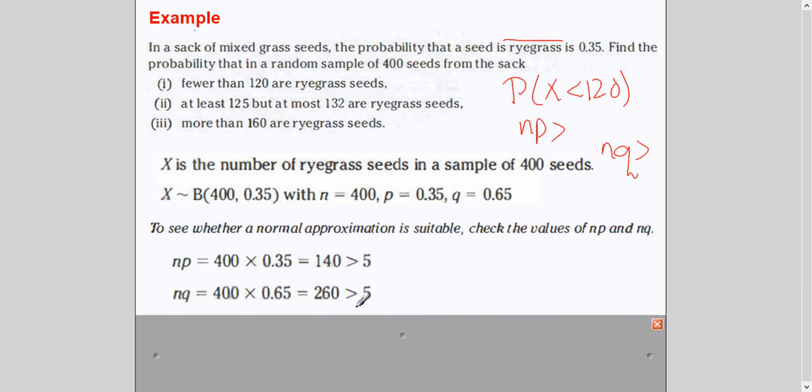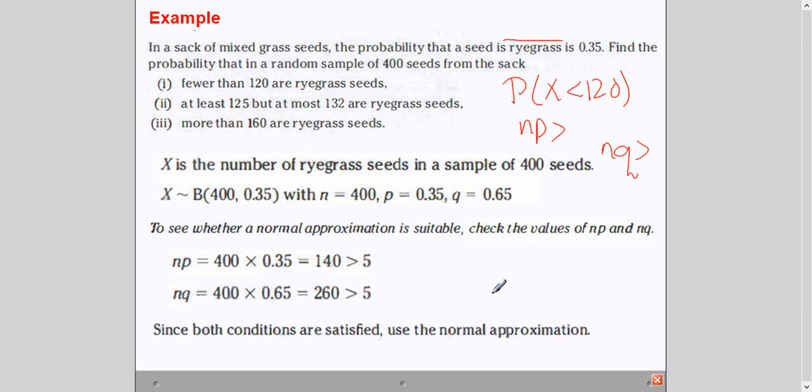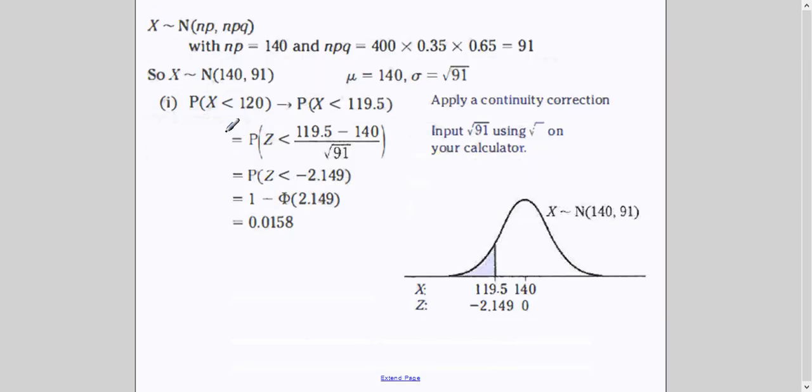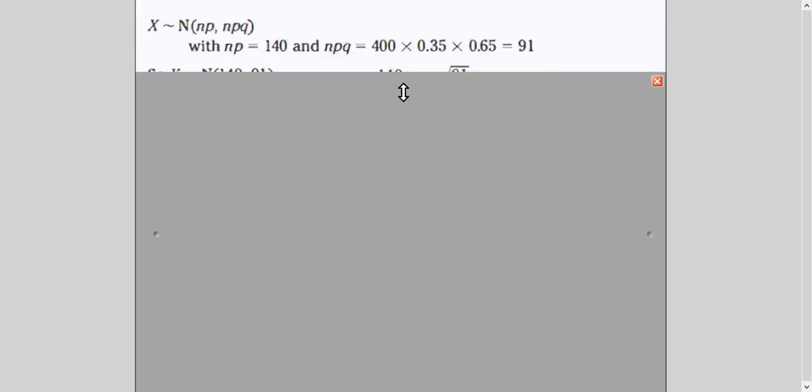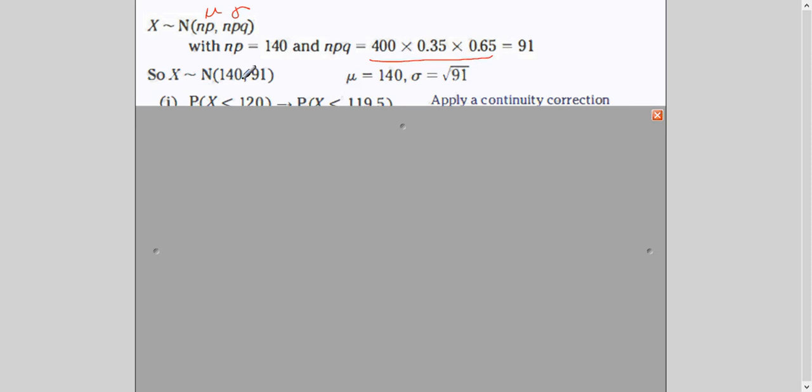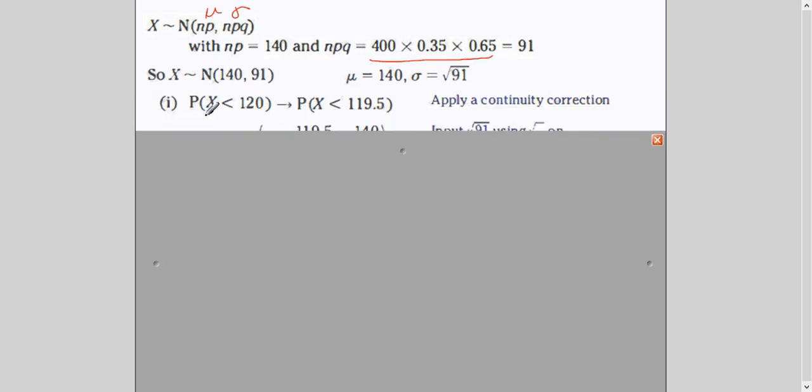So here np and nq are 140 and 260, which are greater than 5. So the condition is satisfied, and we can apply normal approximation. Now we will write the normal distribution. In this case it will be N(np, npq). This is your mean and this is your variance. You have already calculated np, npq you can calculate easily, and it is 91. So you got your distribution. You have to find x less than 120.